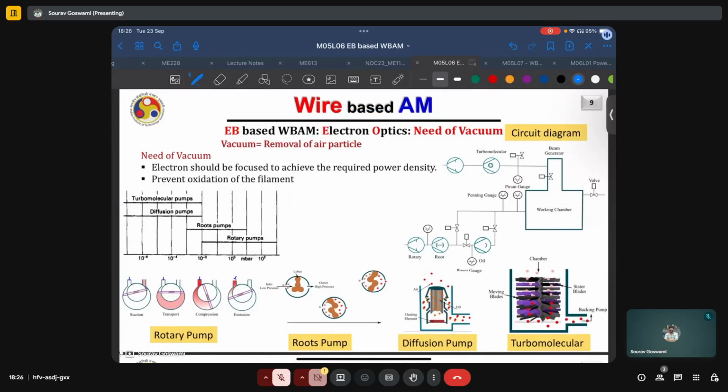Now, we saw how, for the case of both the thermionic gun as well as the plasma based electron beam gun, there was a requirement of vacuum. But why is it so? Because previously this has not really come up in any of the other technologies.